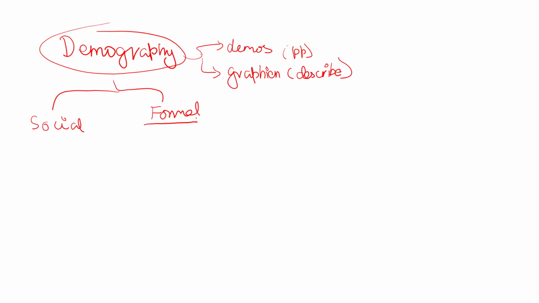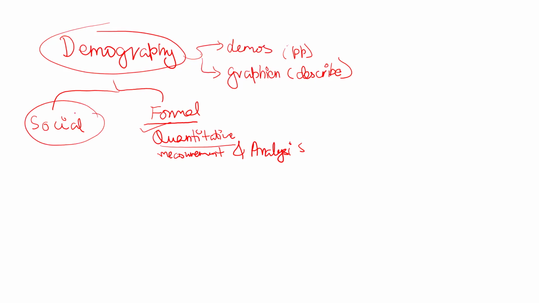So formal demography is concerned with the quantitative measurement and analysis of the population change. It has highly developed mathematical methodology, which is suitable for forecasting the population growth and changes in composition. So we can understand here that it is more or less dealing with quantitative aspects of the population.